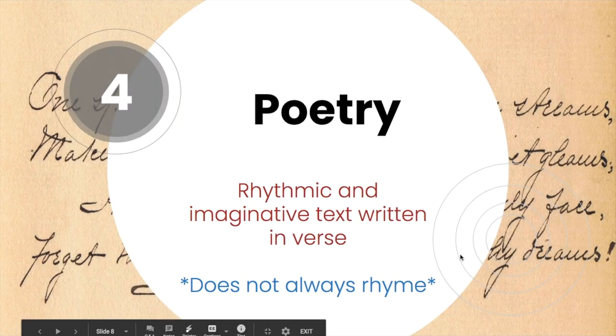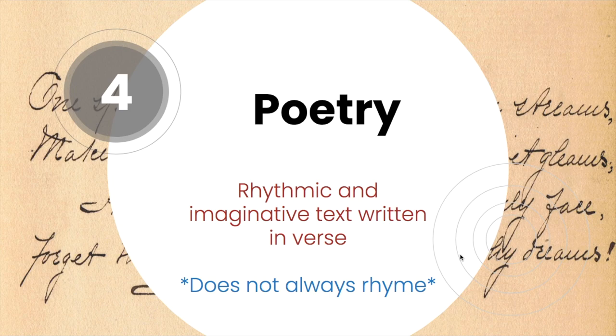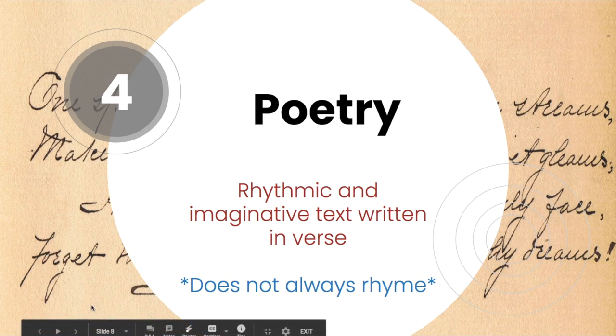Then you have poetry. It's called a rhythmic and imaginative text written in verse. So when you look at poetry, it could be 3 to 5 or even more lines put together. And when they're grouped, that's called a stanza. But each row of words, each sentence, is called a line of poetry. And it doesn't always have to rhyme. Miss T, actually, I enjoy reading poetry that rhymes more than the ones that don't.